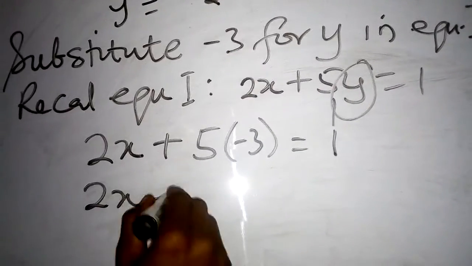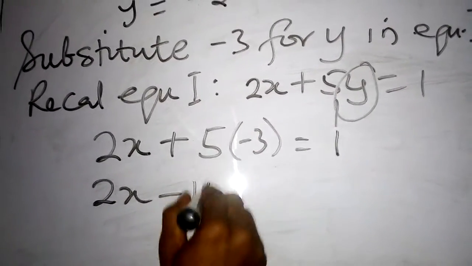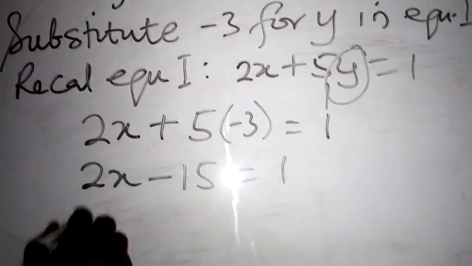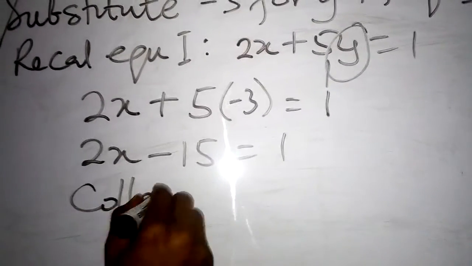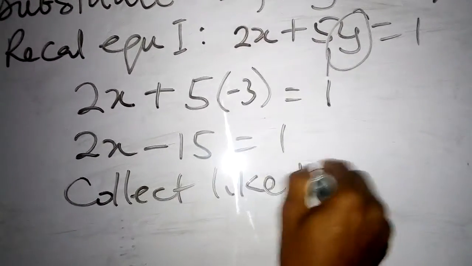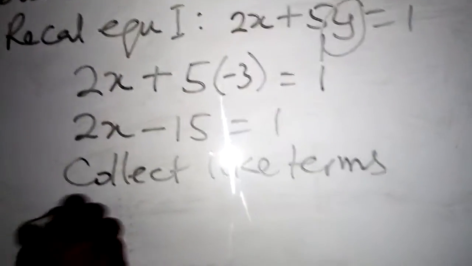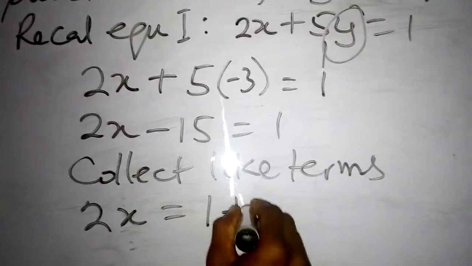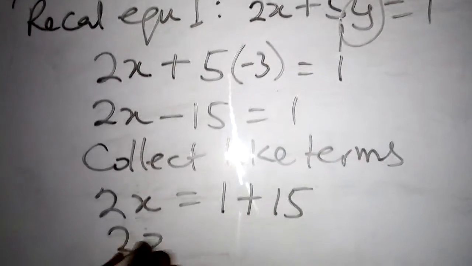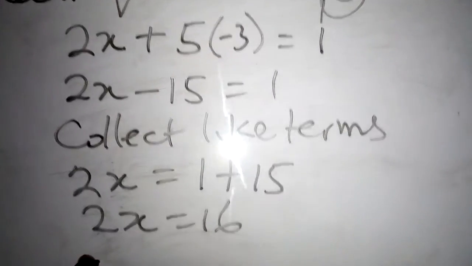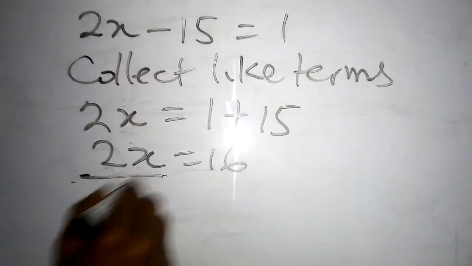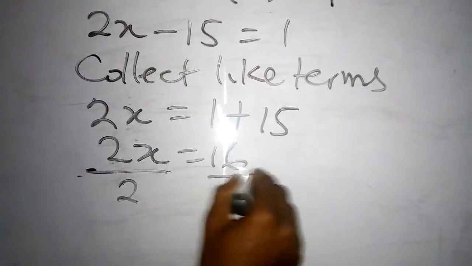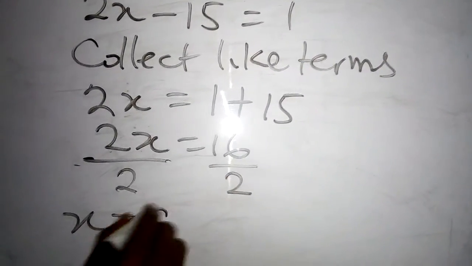So 2x, 5 times −3 will give us −15, equals 1. Collect like terms. 2x now equals 1 plus 15. So 2x equals 16. Now divide both sides by 2. You have this divided by this. So x equals 8.